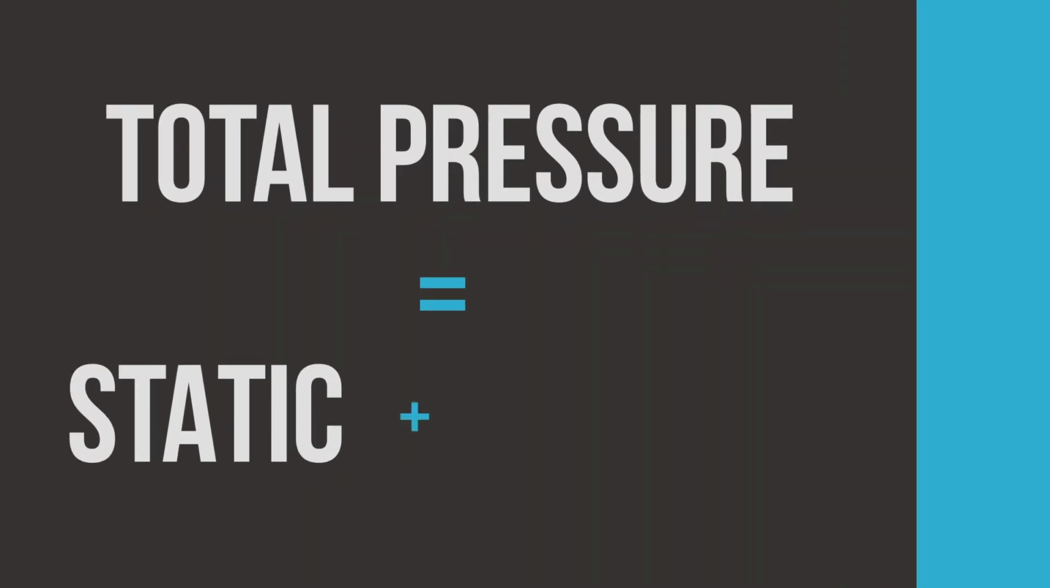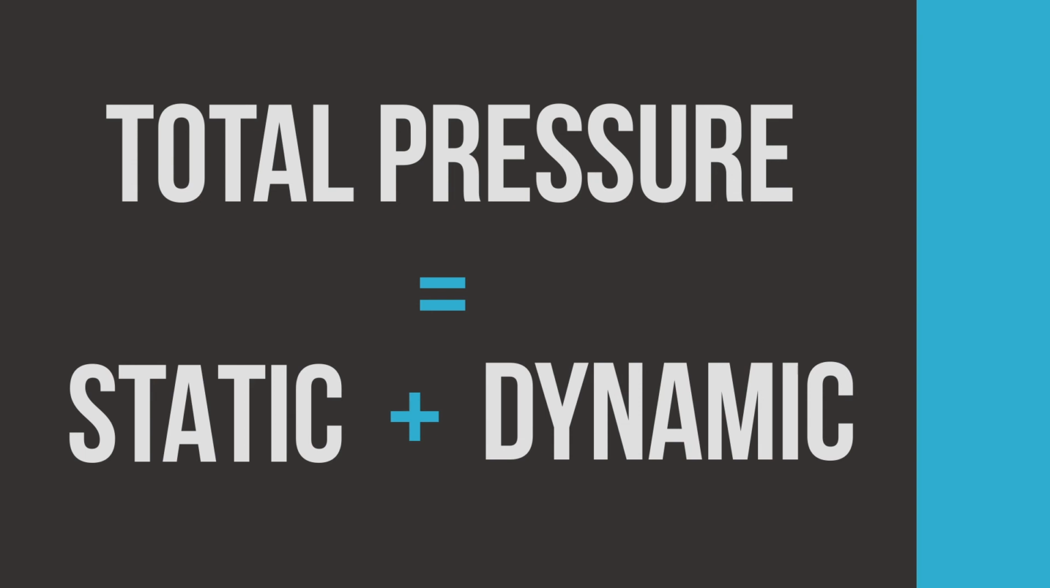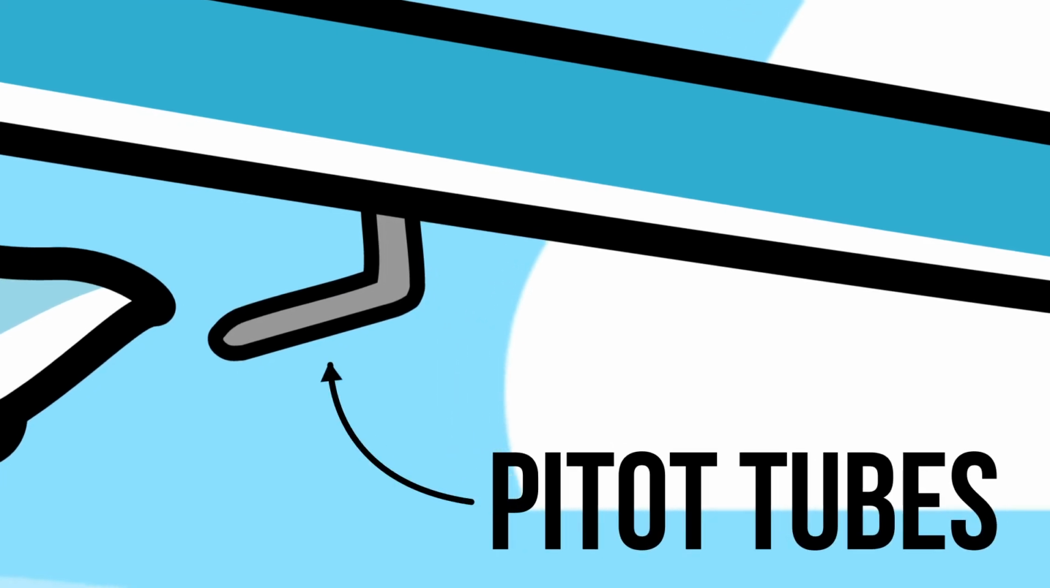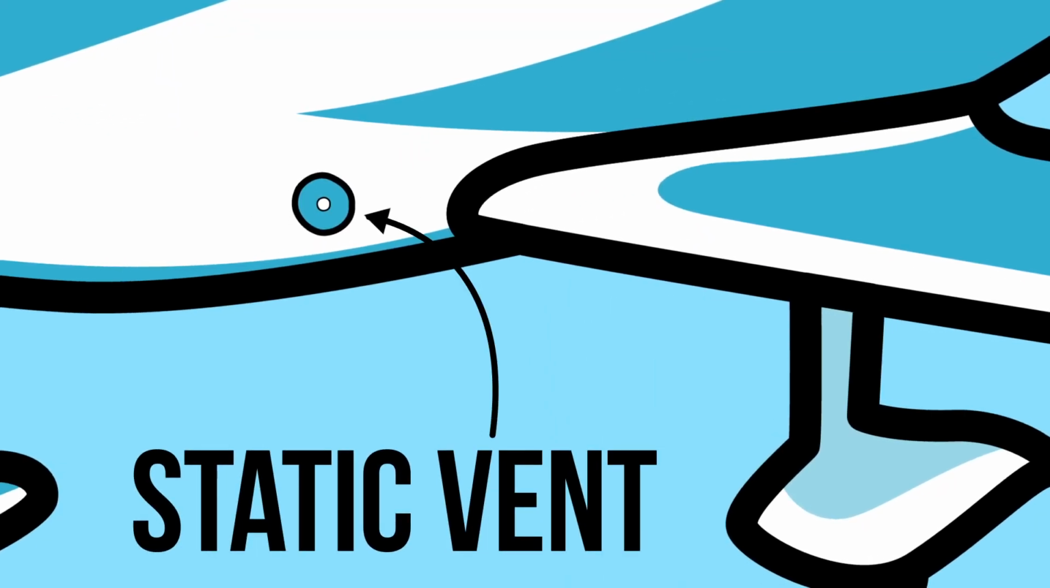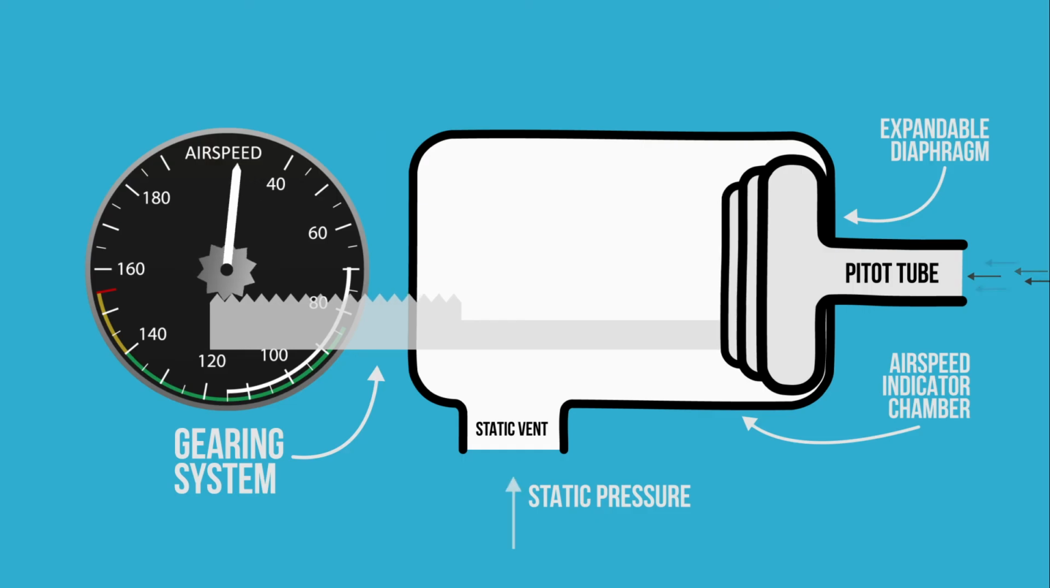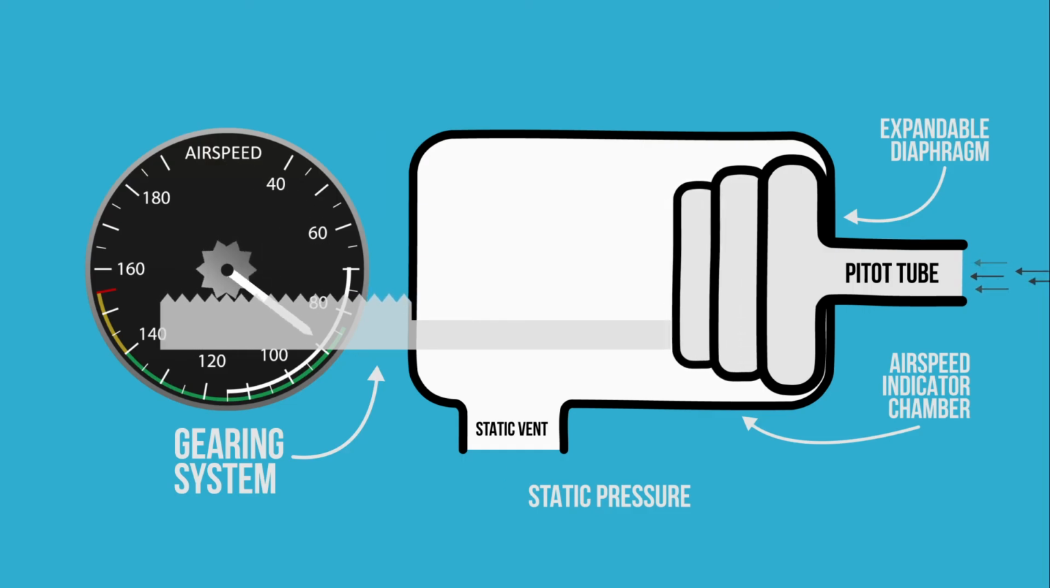So to calculate the total pressure, it is the dynamic pressure, which is dependent on force from the air molecules, and the static pressure from the atmosphere. Pitot tubes pick up the total pressure, and the static vent measures the static pressure. As the total pressure increases, the diaphragm expands and moves the gearing system to move the needle for the airspeed indicator.